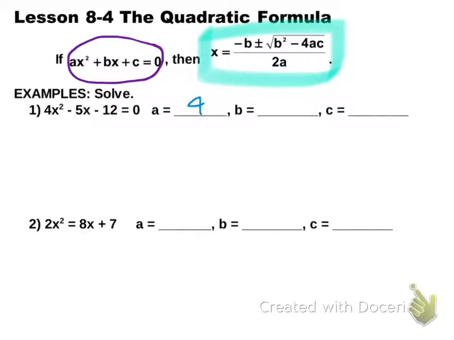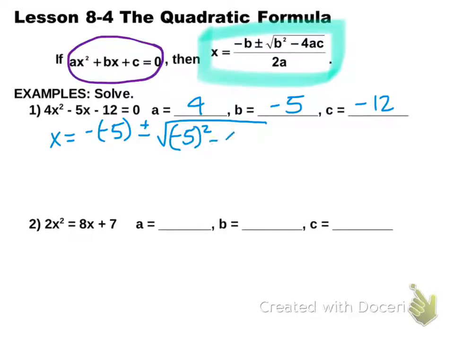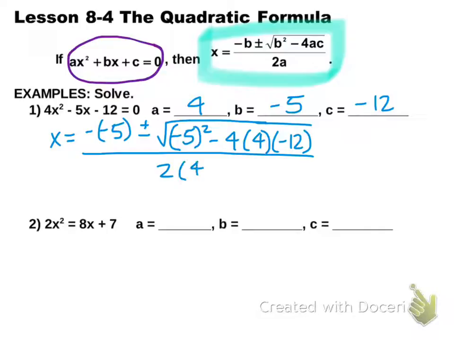A is 4, B is negative 5, and C is negative 12. So then I go back and plug it in. So I have x is equal to negative 5. I go ahead and write that just so I don't get confused. Plus or minus, that's what that means. So we end up doing essentially two equations there towards the end. And then we have the square root of b squared, so negative 5 squared, minus 4 times negative 12. All of that divided by 2 times 4.